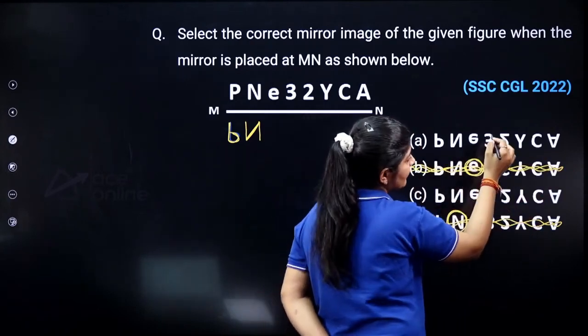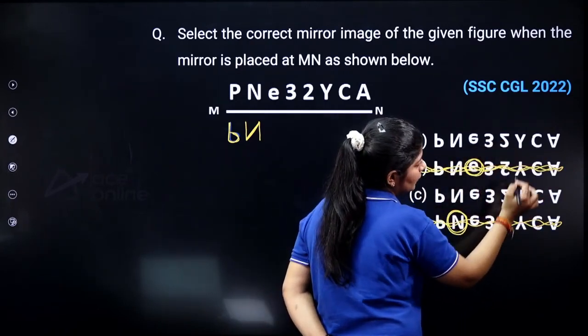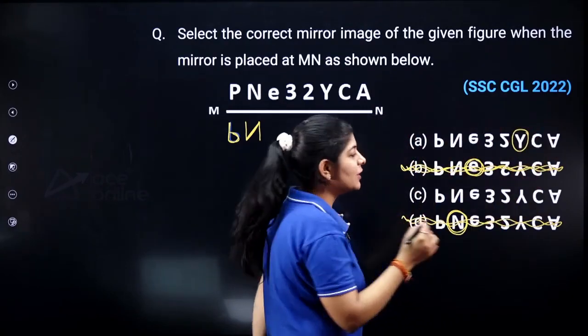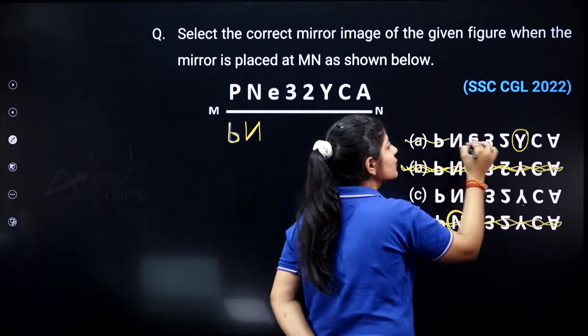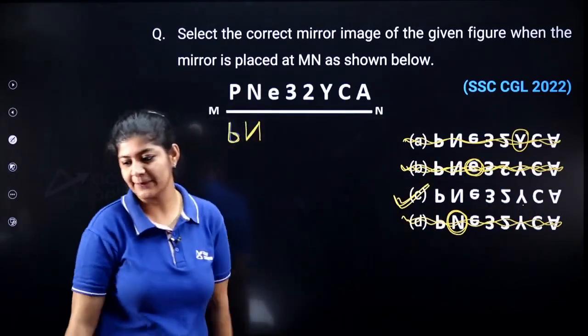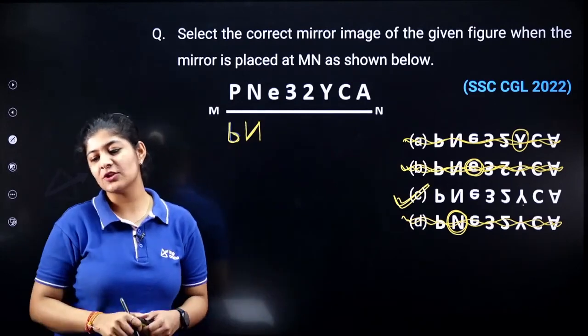Check the rest of the things. Here 3, 3, 2, 2, Y, Y. So this Y is not the mirror image, but this Y is the mirror image. So this option is also eliminated and the correct answer over here is option number C. The correct answer over here is option number C.